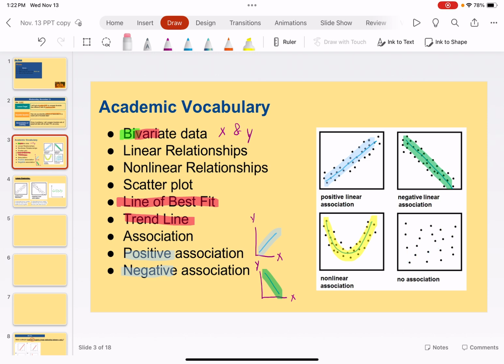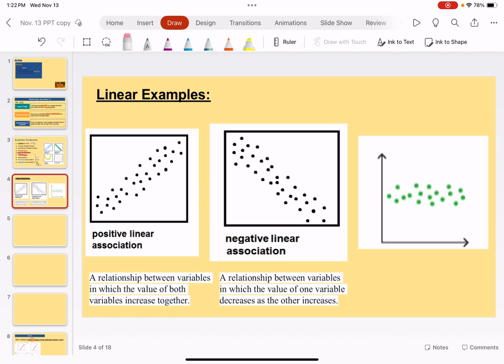So that's why this one has no association. Okay, so we have some more examples of linear associations. So remember, for a positive linear association, my trend line shows that both the x and the y value, or both the variables, are increasing at the same time.